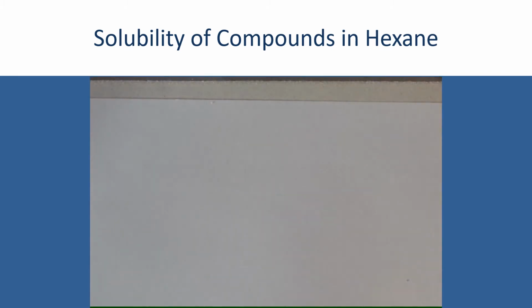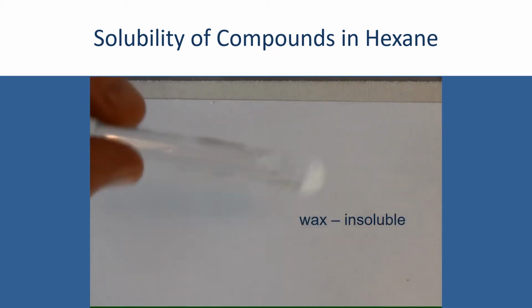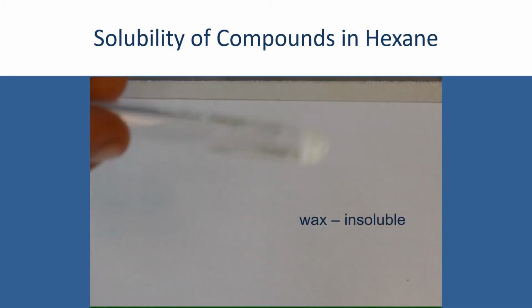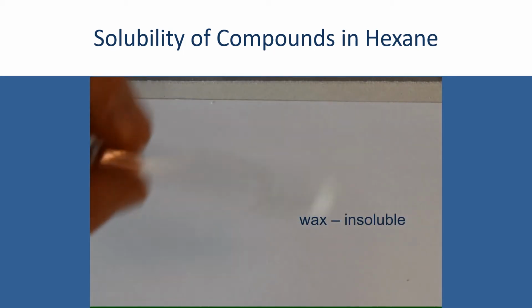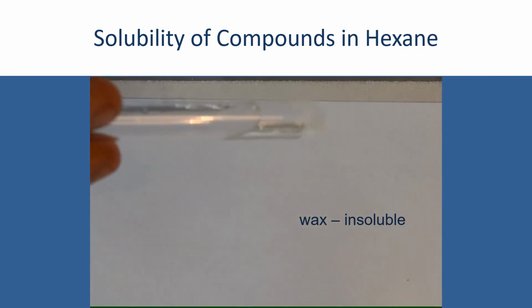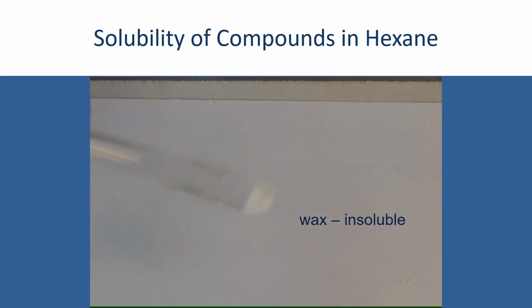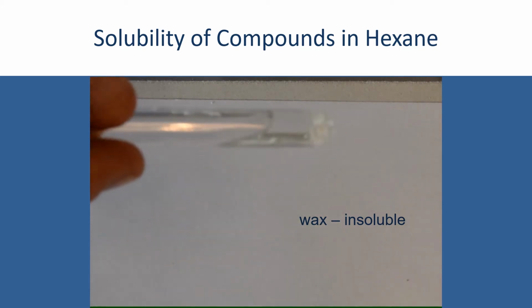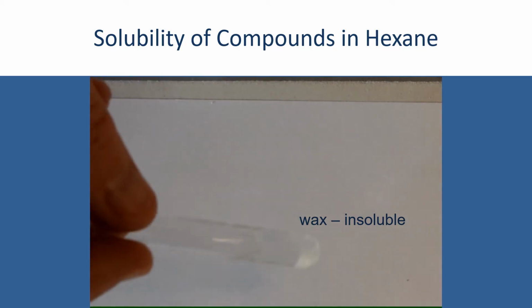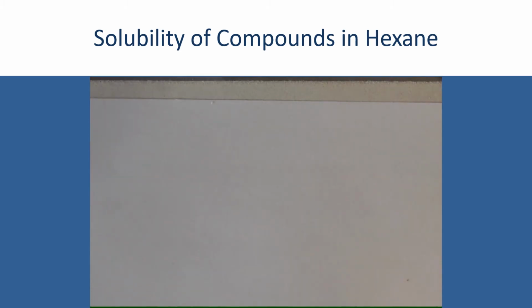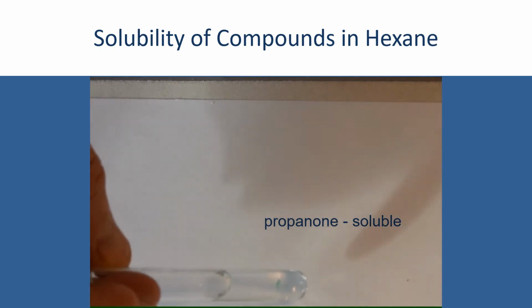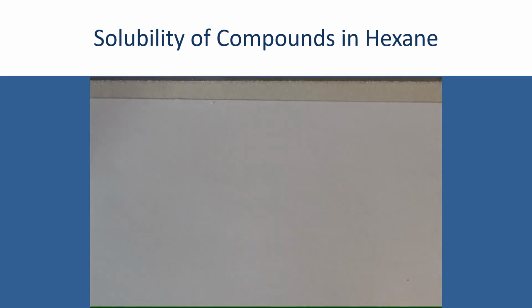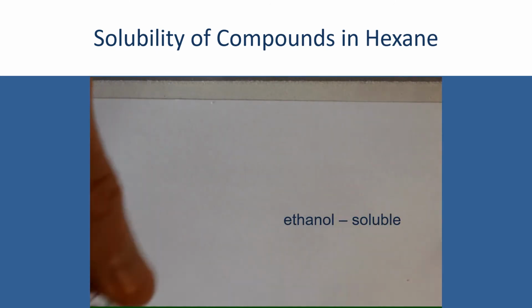If we start with the candle wax, it may be difficult to see, but the wax is actually starting to dissolve in the hexane. There's a lot of candle wax in there, so it probably won't all dissolve, and will form a saturated solution of the wax in the hexane, but that candle wax is starting to dissolve. If we look again at the propanone, it has completely dissolved in our hexane, as has the ethanol.